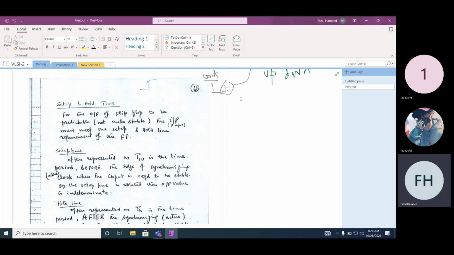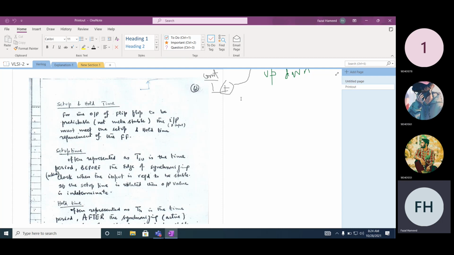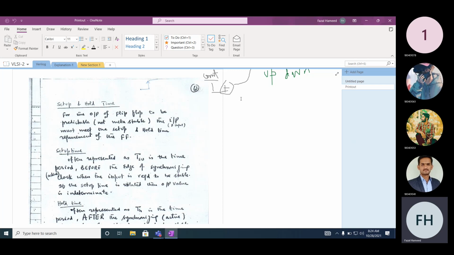In a combinational circuit, the output is a function of the inputs only, while in a sequential circuit, the output is not only a function of the inputs, but also a function of the state. And where is the state stored? Flip-flops. The state is stored in flip-flops.